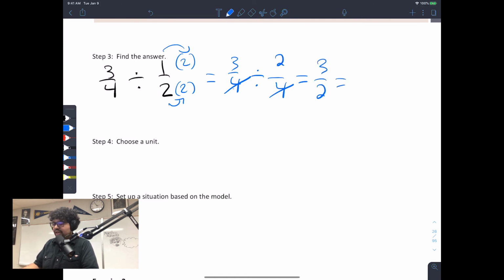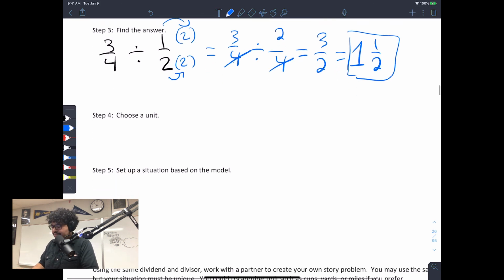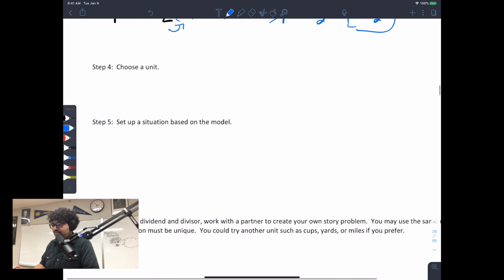And if I simplify it, how many times can I fit that 2 into the 3? The answer is 1. And I have a remainder of 1/2. Okay, so I get the same answer. So once again, for building a story, you choose a unit of measurement. Again, could be anything. Could be miles, could be kilometers, could be pounds, could be grams, kilograms, anything. And then you'll set up a situation. You'll set up a model based on your specific situation.